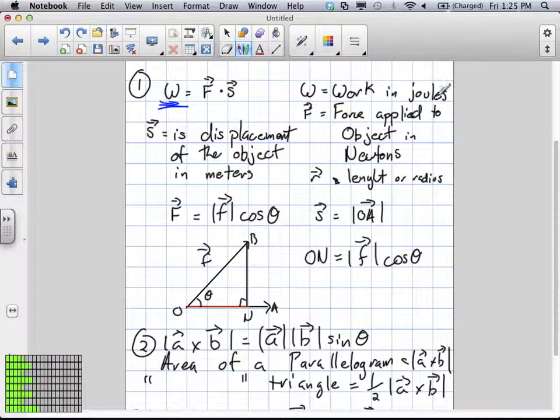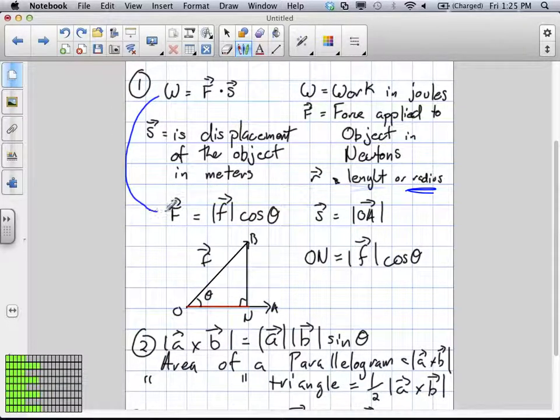And that's work measured in joules. So our vector F is the force applied to an object in newtons. So this has to be set up in newtons. S is displacement of the object in meters. Okay. And we're going to get to a formula below that talks about R, and R is the length of the object being turned, or the radius. Okay, and that has to deal with torque, which is a question we're going to get with later.